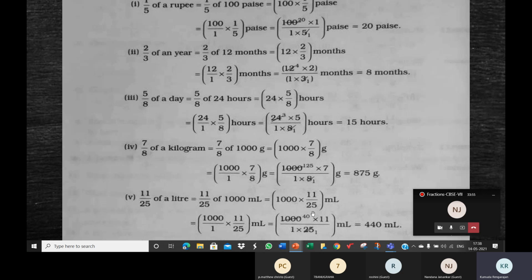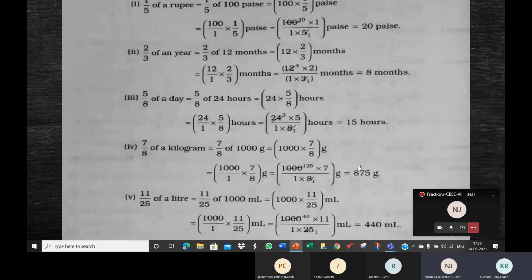So 1000 divided by 5. What is 1000 divided by 5? No, 1000 divided by 5. Ma'am, 200. 200. So what will happen?